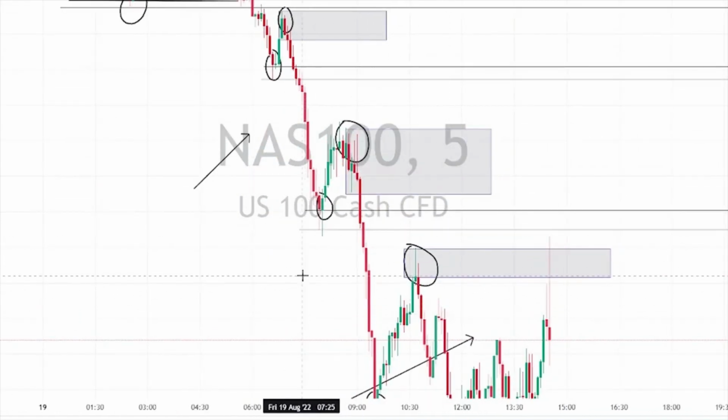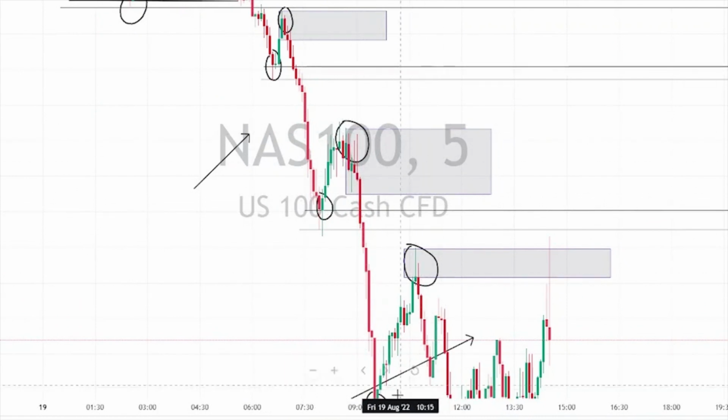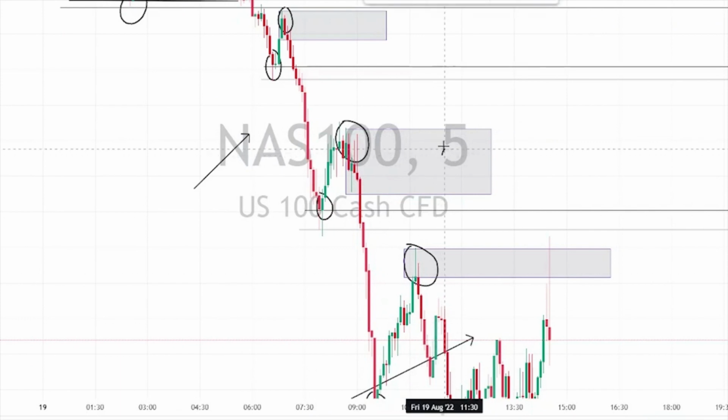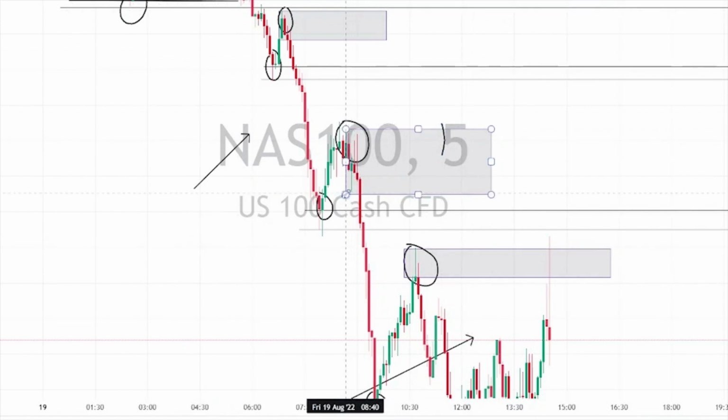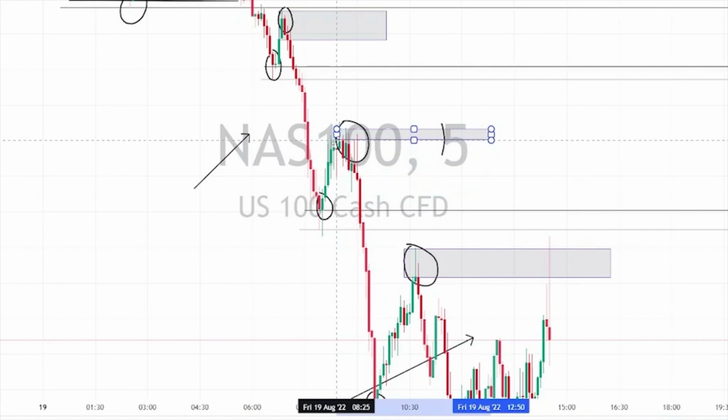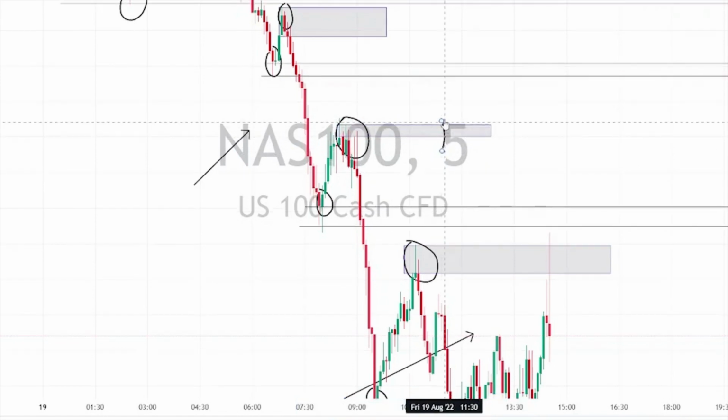So for example, if the market came into this place and then disrespected this place with a wick here, this is what I'm going to do. I'm going to move my supply up into this place and then use it as a resistance because it has been disrespected by this move. Once your supply has been disrespected, you have to delete it and then use it as a resistance.